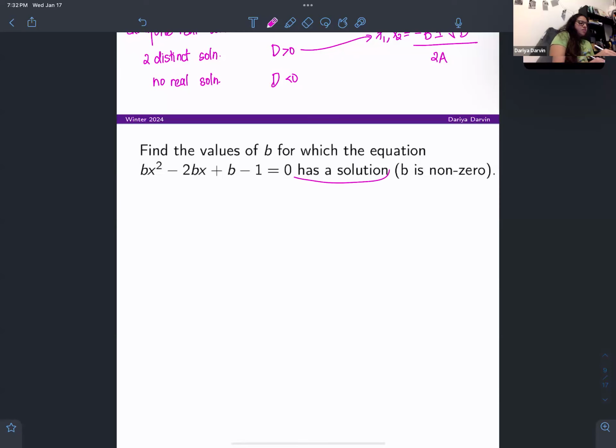Anyways, can someone tell me, when I say has a solution, what's the condition on the discriminant? What do I put in here? Okay, I got d greater than 0. Okay, any other changes? Excellent. It's greater than or equal to 0.